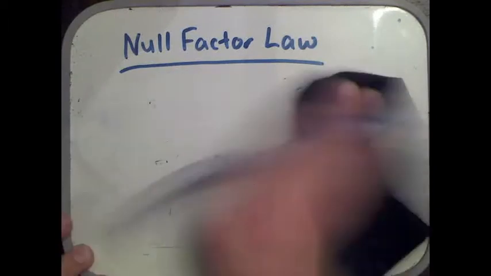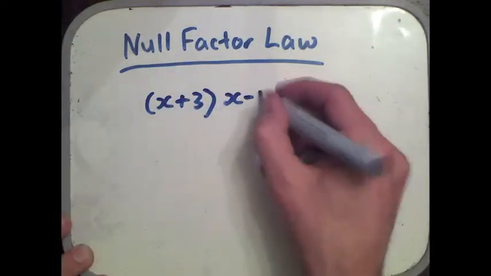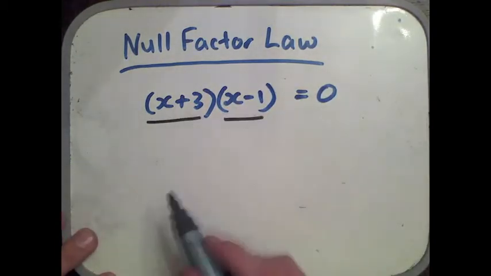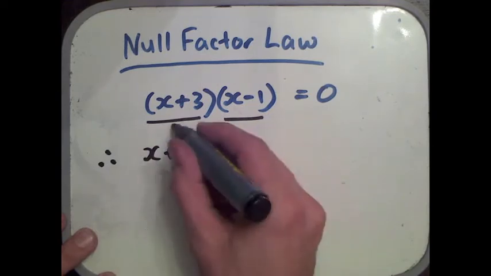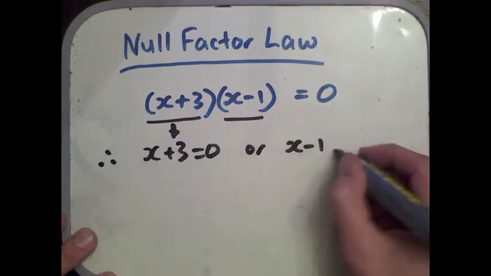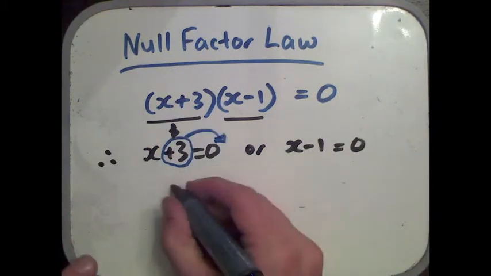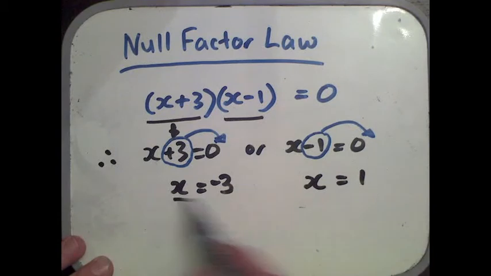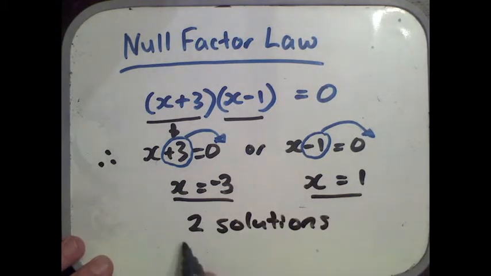Okay, let's look at another example. What we've got here is, in brackets, x plus 3 multiplied by x take 1. Again, we've got two things being multiplied together. Therefore, we can state, using the null factor law, x plus 3 must equal 0, or x take 1 must equal 0. And then we simply solve for x. So, again, we have x is equal to negative 3 here. And we move the negative 1 across. We have x is equal to positive 1. So again, we've got two solutions here for x.